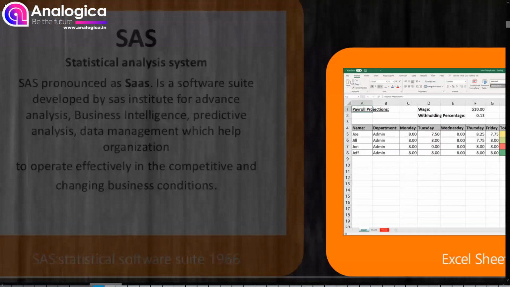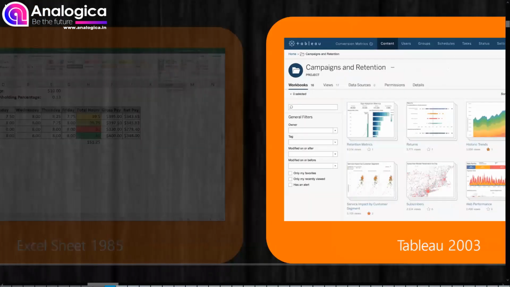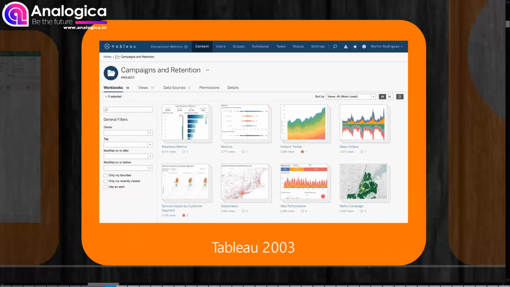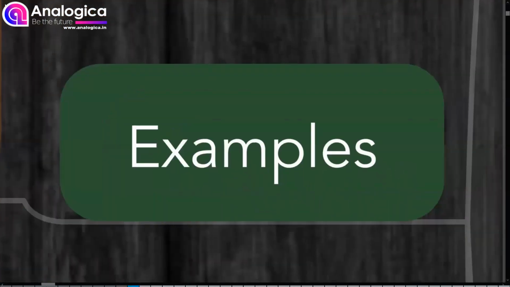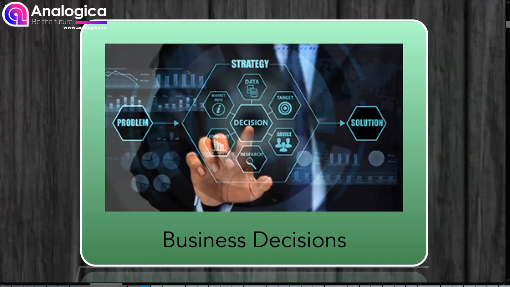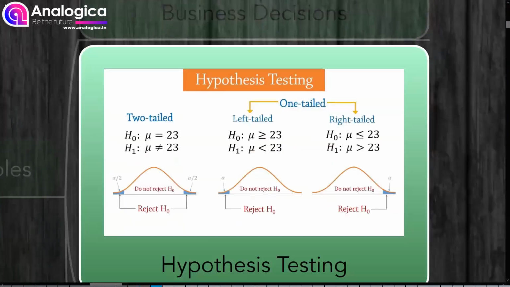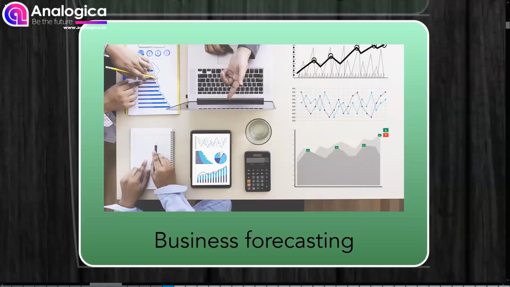You could also use Excel if you're good at statistics and good at Excel, and there are a lot of features you can use. If you want to have something more fancy, you want to automate a process, then you could go for Tableau. If you want to do some hard coding, R is the one for you. Let's look at some examples that come under data analytics. You've got business decisions. You can do hypothesis testing, and you can do business forecasting also.